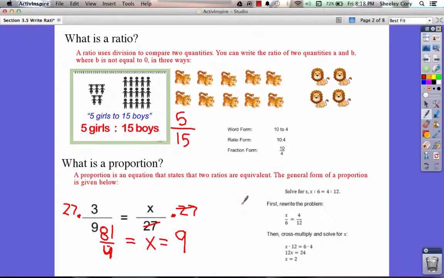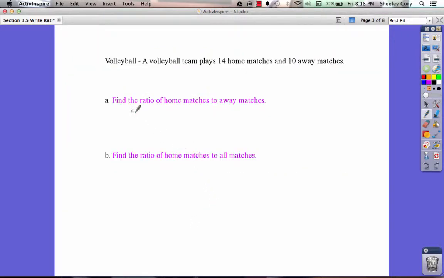So that's what we're going to be doing in this section, is we're going to be solving proportions. Seems like a pretty easy task. We're also going to have to write proportions in this section, but writing a proportion is pretty easy. So we're going to look at this volleyball example. A volleyball team plays 14 home matches and 10 away matches.